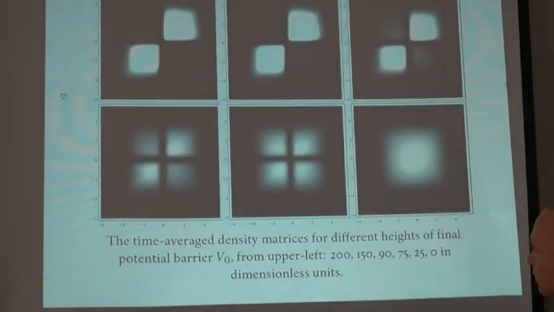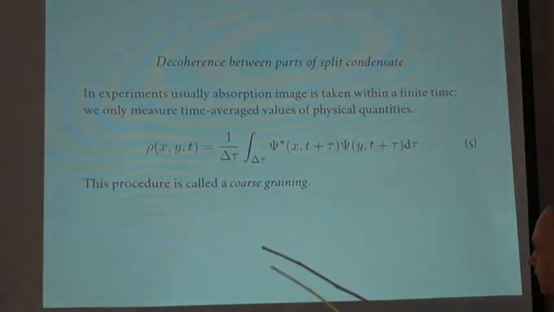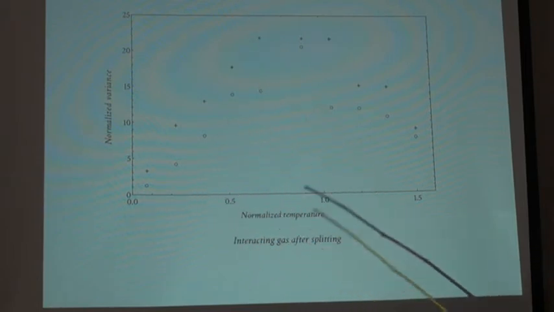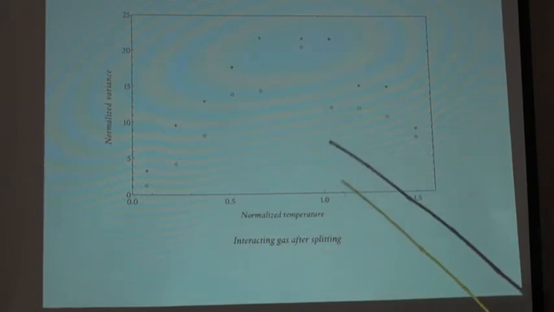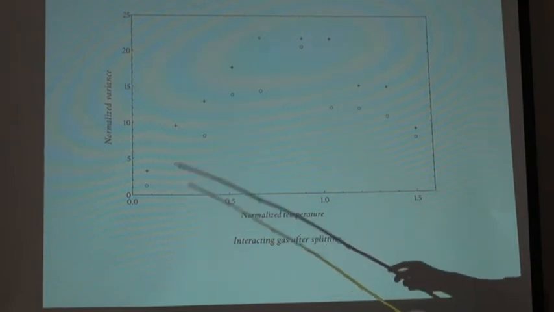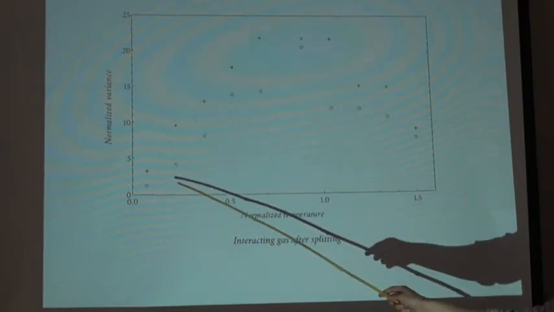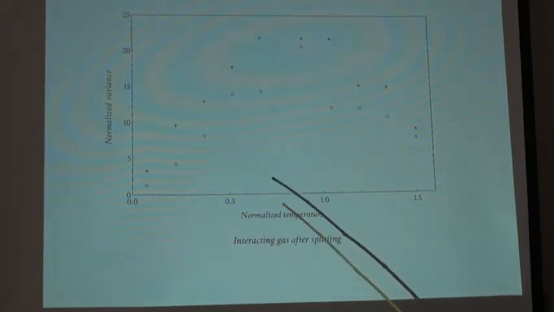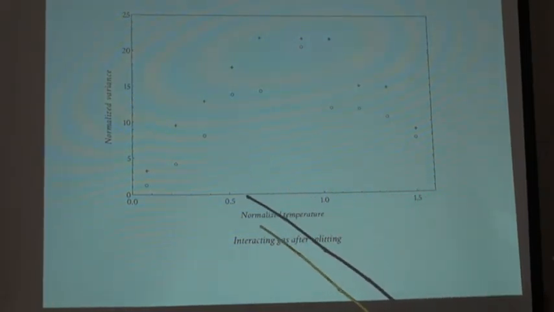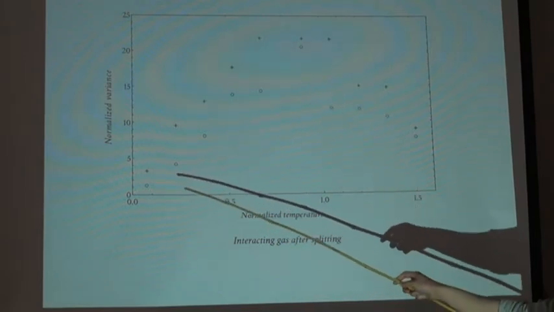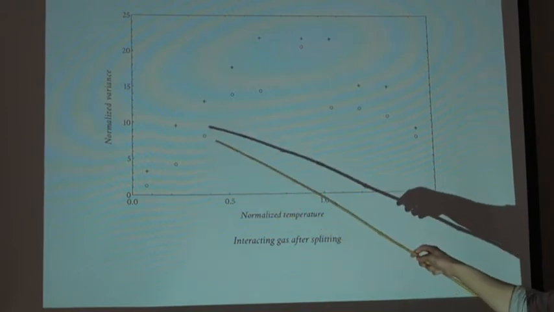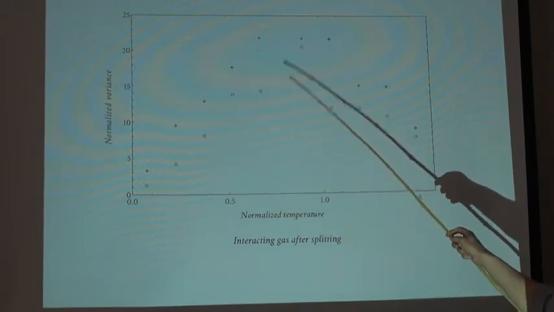And we have also calculated the variance for the dynamics, for splitting. And here we have also variance versus temperature, and these open circles are results for very slow splitting, and these crosses are for fast splitting. So we can see that for faster splitting, the fluctuations are higher.